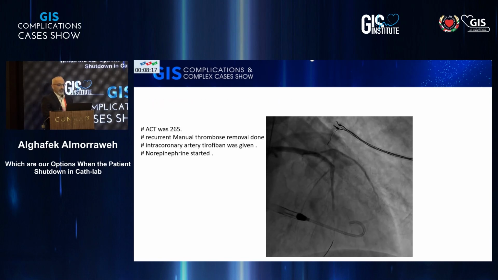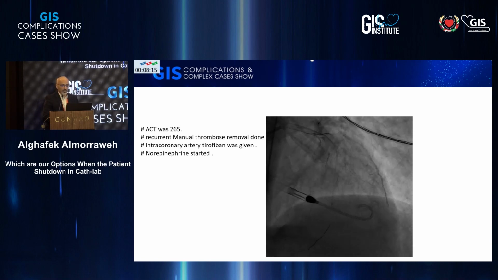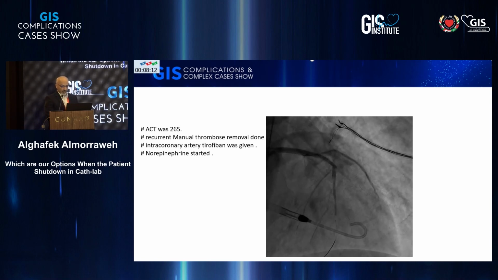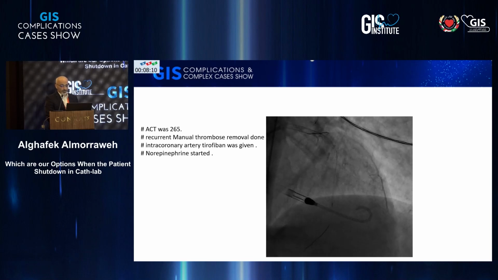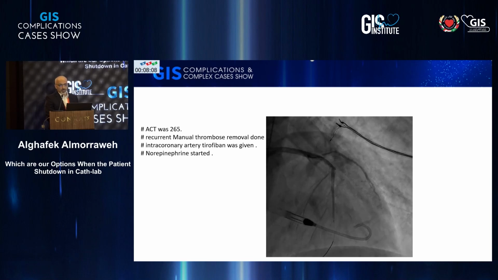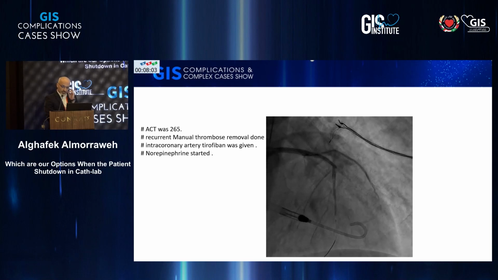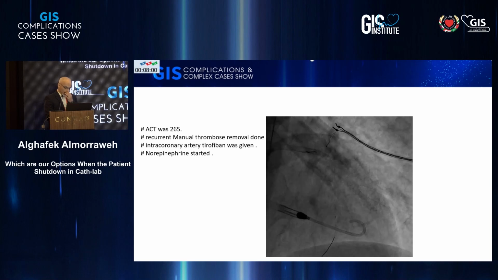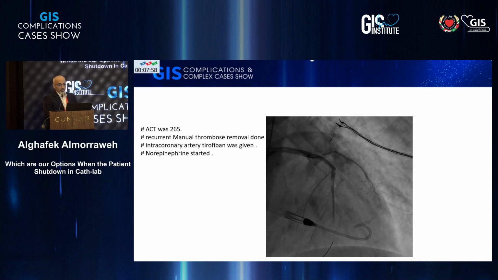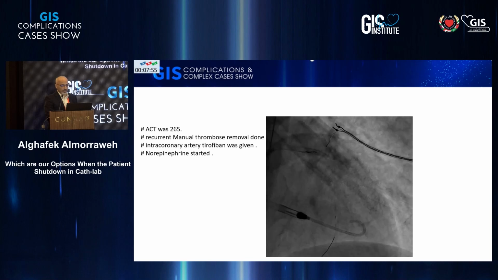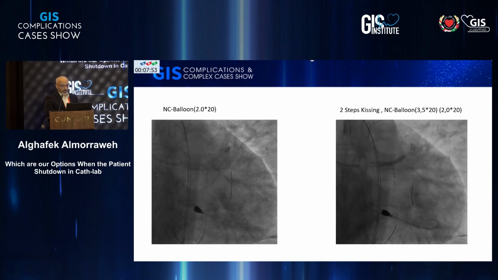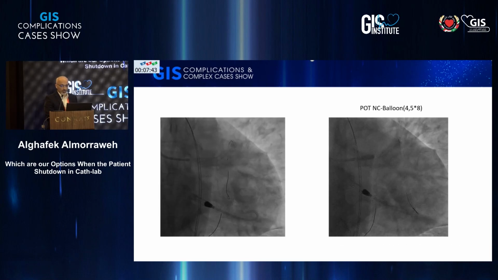The next move was to insert the Impella by right femoral approach, just to avoid the arrest. The next movement was to do thrombus aspiration. I did thrombus aspiration twice, and this is the flow after the thrombus aspiration. There is a large thrombus load, and the diagonal is still gone. Then I did an NC balloon 2020 in the circumflex to restore the flow, and I did two-step kissing in the distal left main.